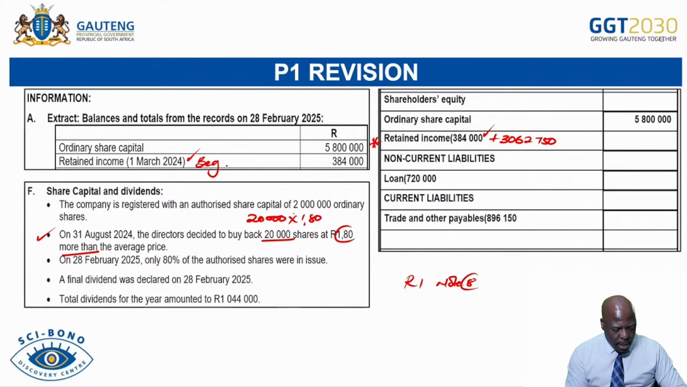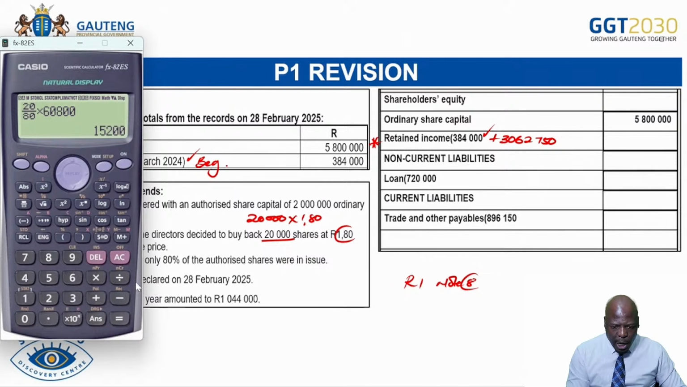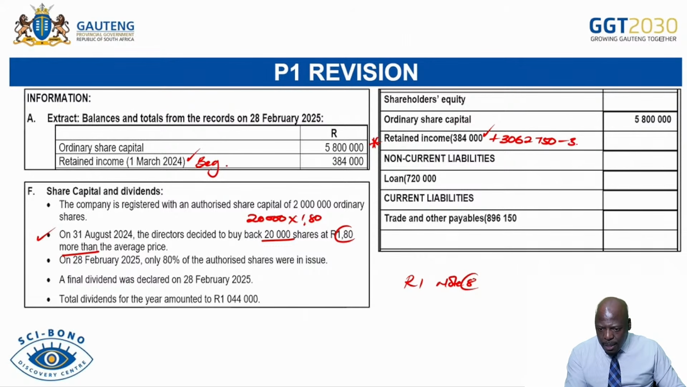Let's see if we have an adding machine to help us. 20,000 times 1.8 would give us 36,000. So you come here and say minus 36,000 over there. Then they say, on 28th February, only 80% of the authorized shares were in issue. So they're speaking to that one there.